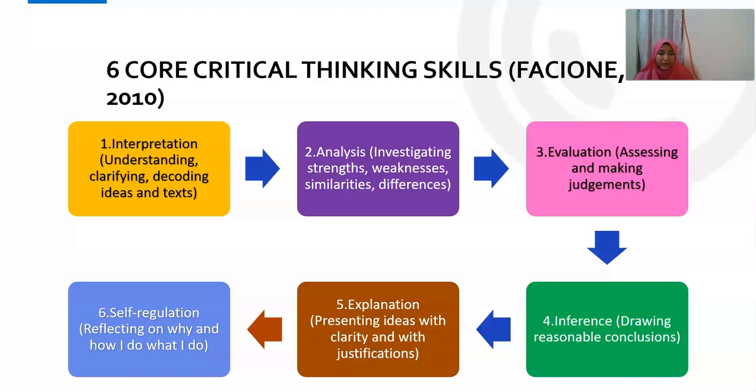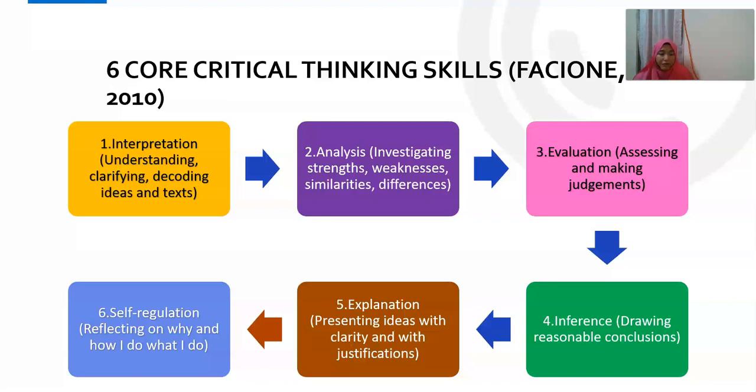The second skill that you need in order to be critical about certain things is analysis. What is analysis? Investigating strengths, and identifying weaknesses, similarities, differences, and so on. Number 3 is evaluation: assessing and making judgments. Number 4 is inference: how you draw reasonable conclusions, more on your assumptions and so on. Number 5 is explanation: presenting ideas with clarity and with justification. So you explain what you are thinking about.